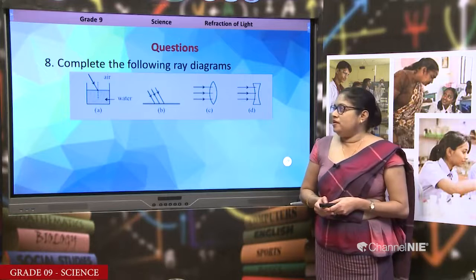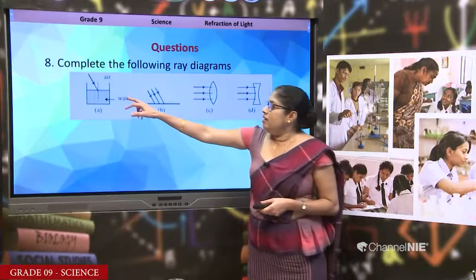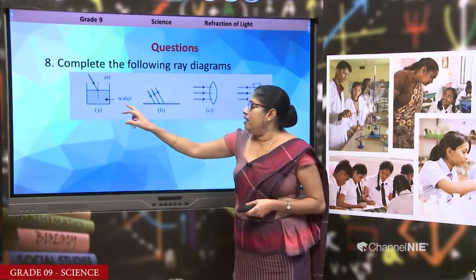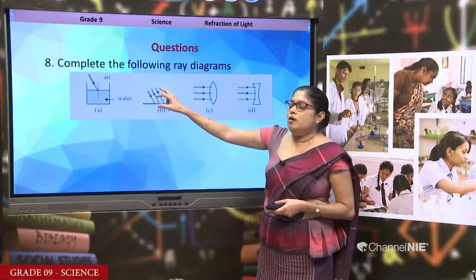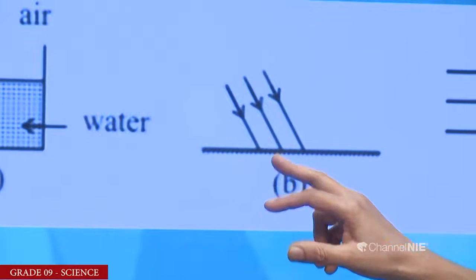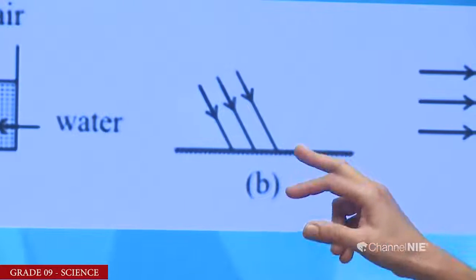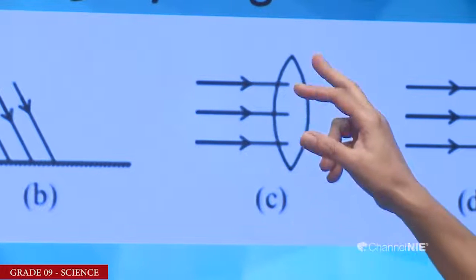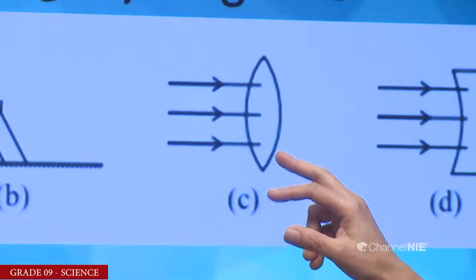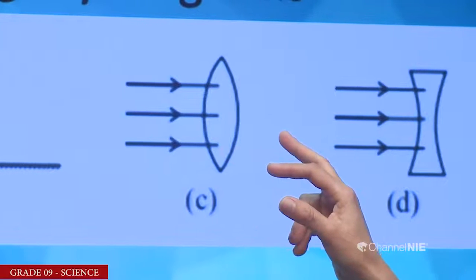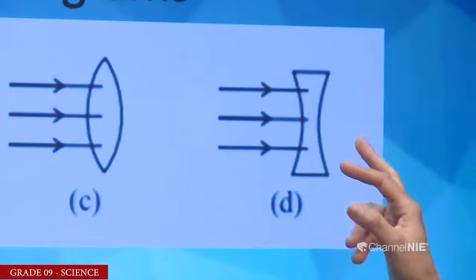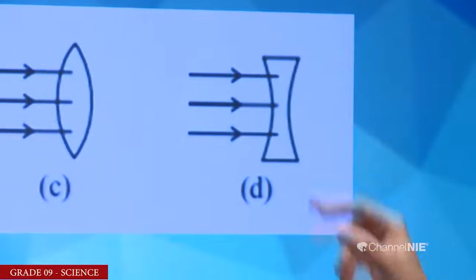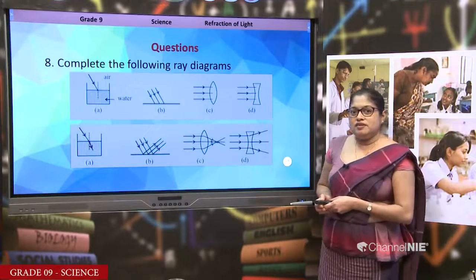Complete the following ray diagrams. You can see here light rays falling on the surface, so it should go in that way. In the second one, a parallel beam of light is falling on a plane mirror, so it is reflected as a parallel beam of light. And here a parallel beam of light is falling on a biconvex lens, so the light rays are converging to one point, and in a biconcave lens parallel light rays are diverging. So, this is the answer.